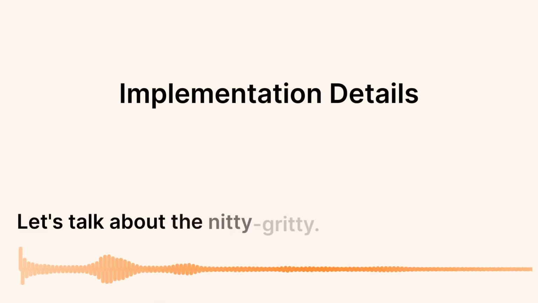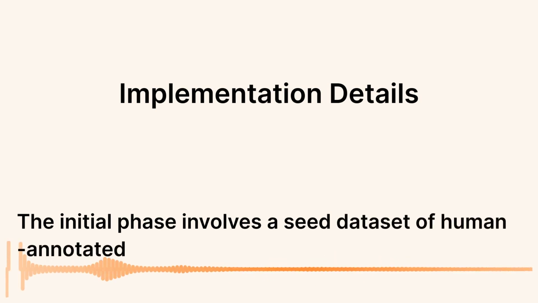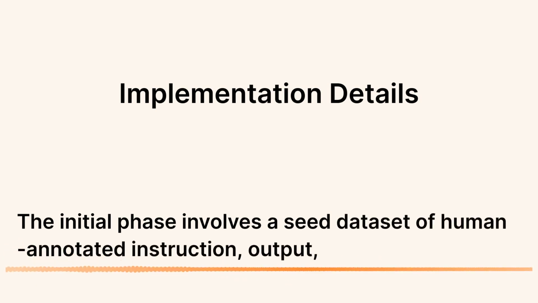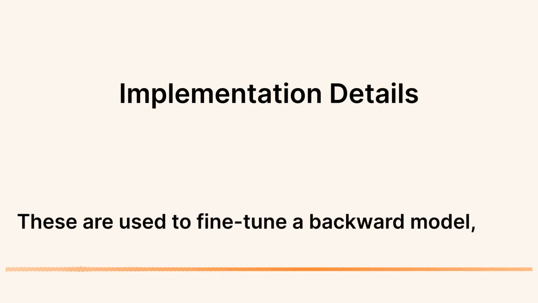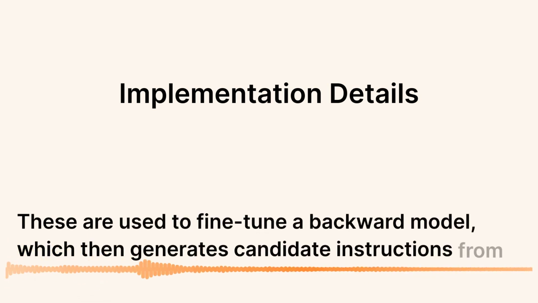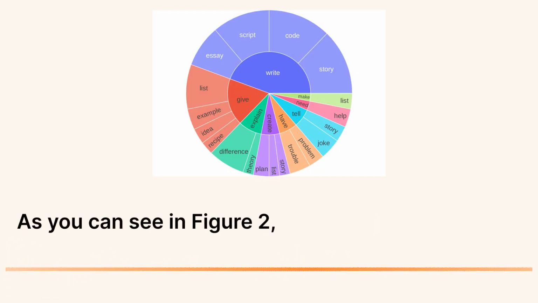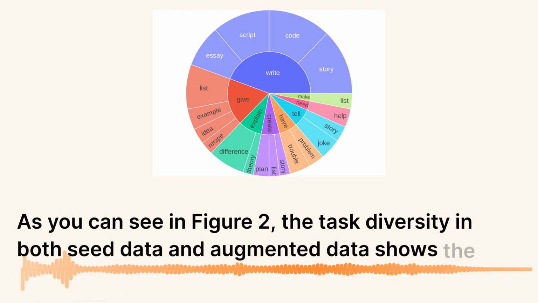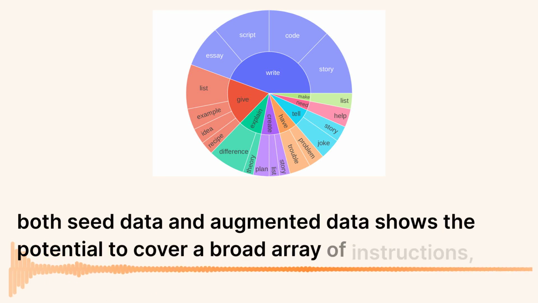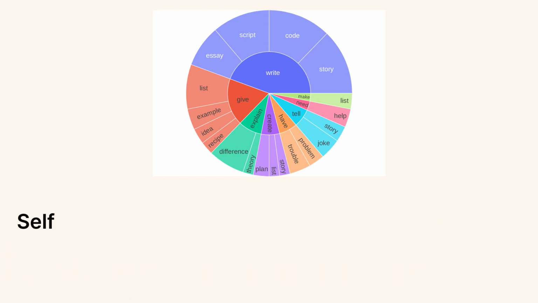Let's talk about the nitty-gritty. The initial phase involves a seed dataset of human-annotated instruction, output, pairs. These are used to fine-tune a backward model, which then generates candidate instructions from unlabeled web data. As you can see in Figure 2, the task diversity in both seed data and augmented data shows the potential to cover a broad array of instructions, adding diversity and richness to the training set.